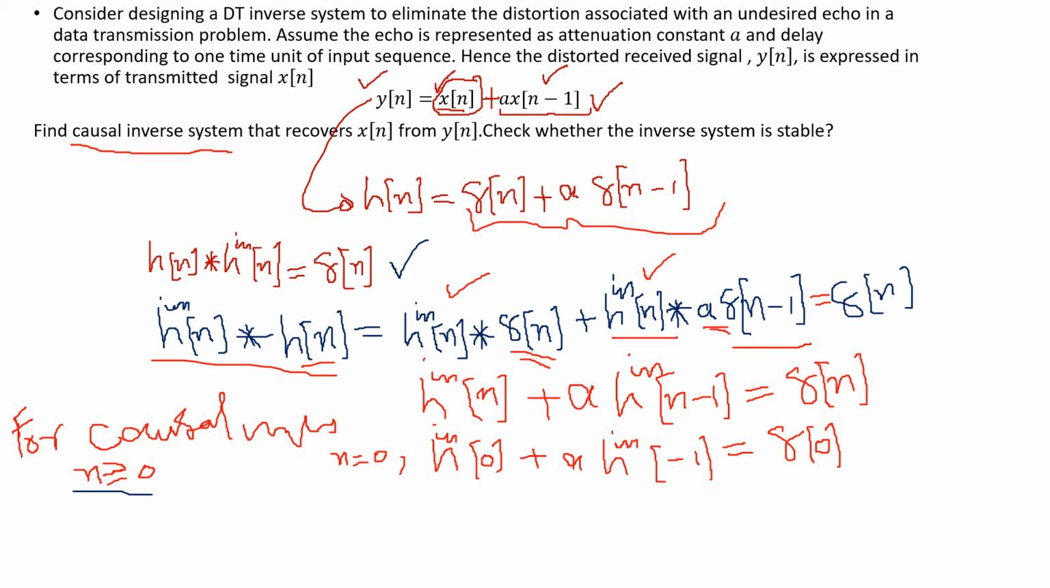Okay, n is equal to or greater than 0. So starting with n equals 0, by putting the value 0 here, 0 minus 1 is minus 1, and this will come 0. So I get h inverse of n equals h inverse of, not n, in fact h inverse of 0. And because this is a causal system, a negative value argument will result in 0, so this will be 0. This is equal to impulse of 0, which is basically 1.